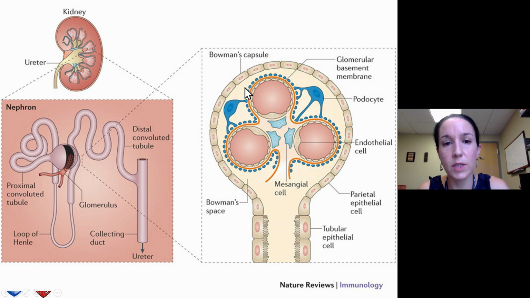This here is the urinary space where the podocytes lie, lined again by the parietal epithelial cells and then draining to the tubules. So I would ask you to keep this structure in mind as we talk about the different types of proteinuric and hematuric states.